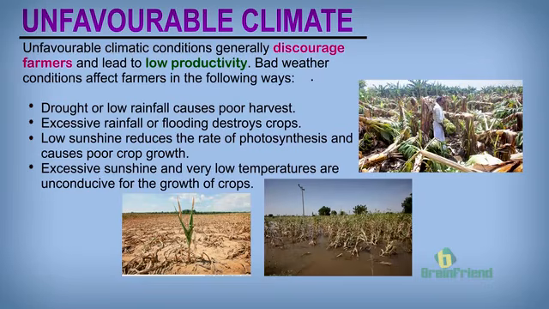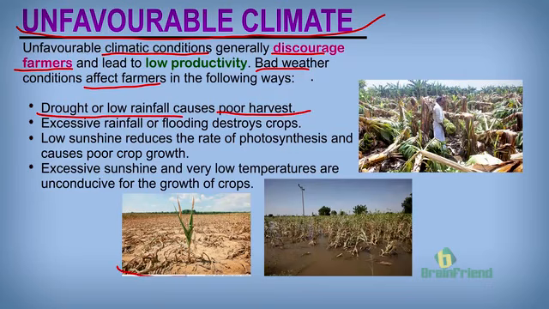The next problem is the problem of unfavorable climate. Unfavorable climate here refers to the general weather conditions that are unfavorable to farmers. Unfavorable climate conditions discourage farmers and they lead to low productivity. It's because bad weather generally affects farmers in different ways. Some of the ways by which bad weather affects farmers are: drought or low rainfall cause poor harvest.